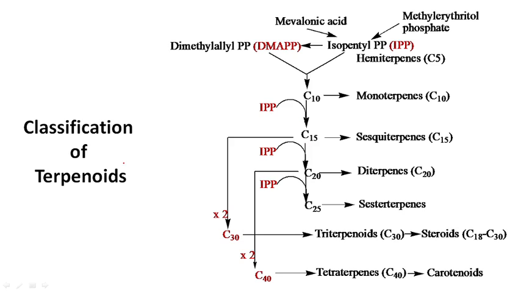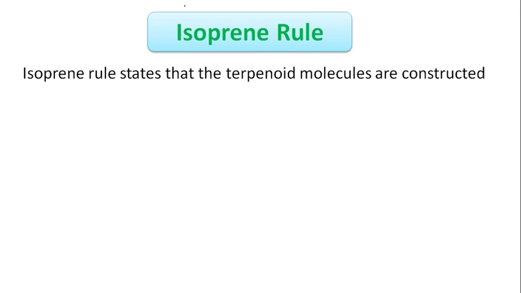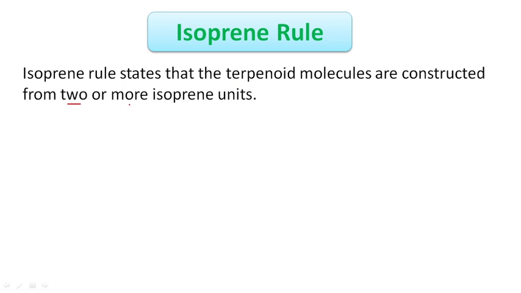So terpenoids can be classified on the basis of isoprene units they contain. For example, hemiterpene, monoterpene, sesquiterpene, diterpene, sesterterpene, triterpene and tetraterpene. Now let's discuss about isoprene rule. Isoprene rule states that the terpenoid molecules are constructed from 2 or more isoprene units. Combination of 2 or more isoprene units will give rise to terpenoid.